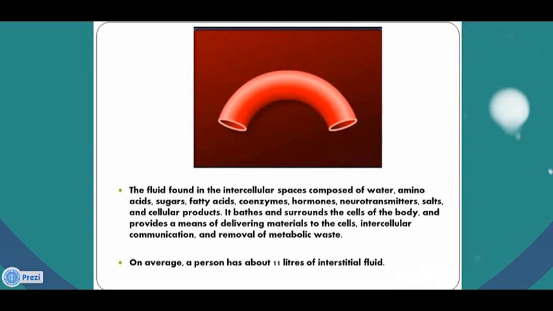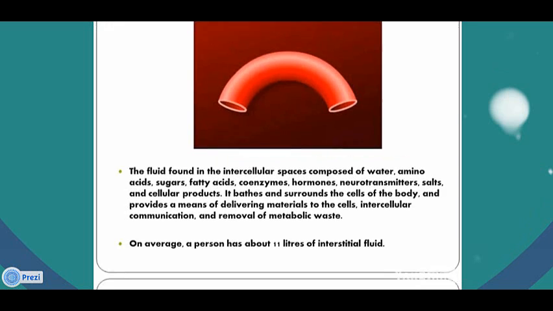The fluid found in the intercellular spaces is composed of water, amino acids, sugars, fatty acids, coenzymes, hormones, neurotransmitters, salts, and cellular products. It bathes and surrounds the cells of the body and provides a means of delivering materials to the cells, intercellular communication, and removal of metabolic waste. On average, a person has about 11 liters of interstitial fluid.